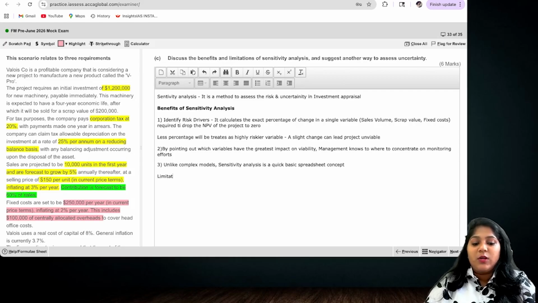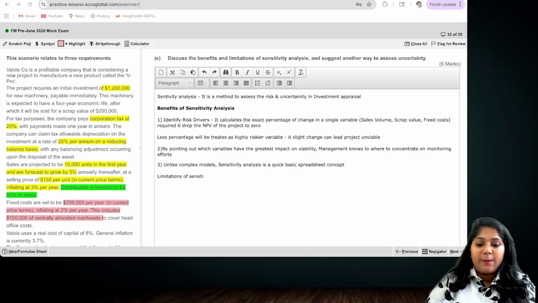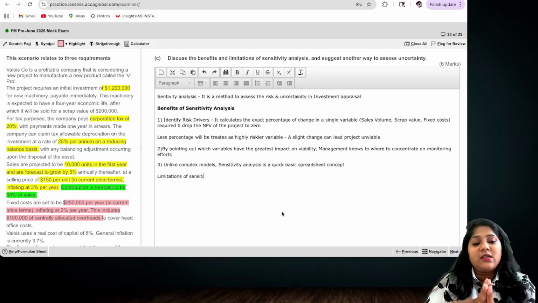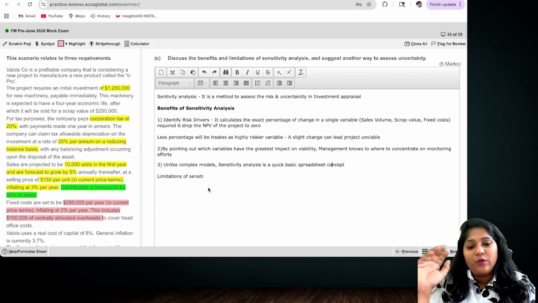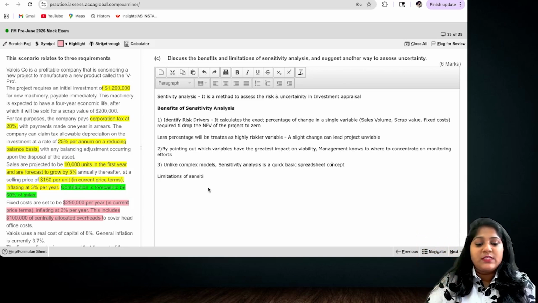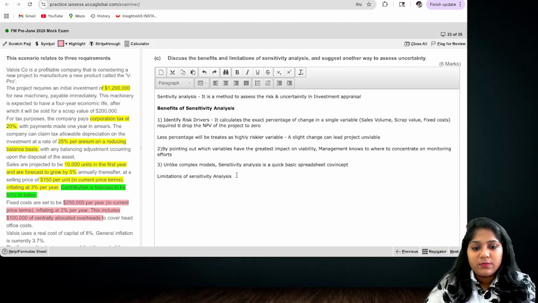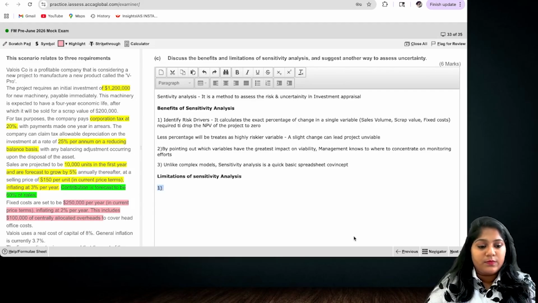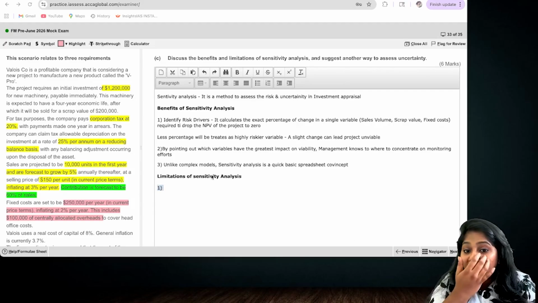Now we also have to talk about the limitations of sensitivity analysis. What are the limitations? Unlike complex models, sensitivity analysis is a quick, basic spreadsheet calculation, which is very simple for us. Similarly, what are the limitations of sensitivity analysis that we have to write? We can write many points. The first point could be one variable at a time.